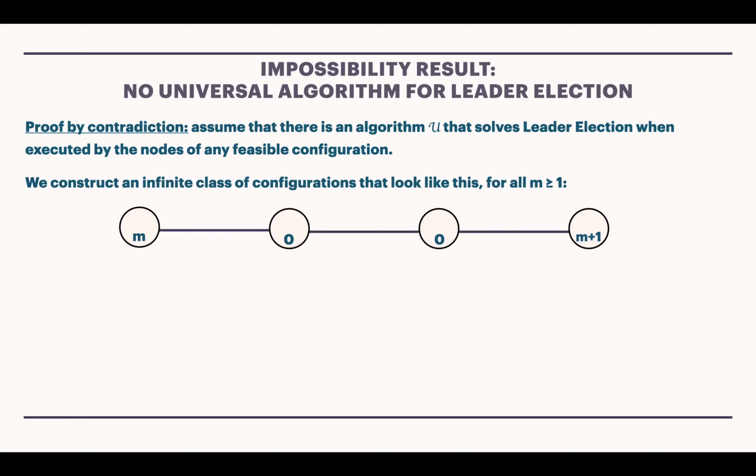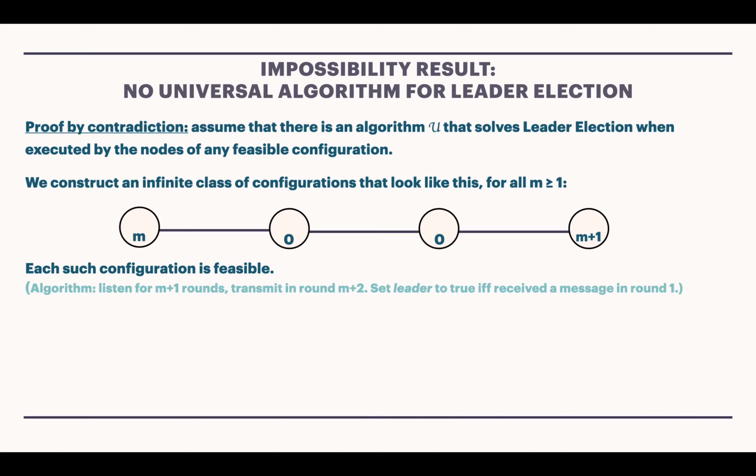The leftmost node is scheduled to wake up m slots later, and the rightmost node is scheduled to wake up m plus 1 slots later. Every configuration that looks like this, for every positive integer m, is feasible. You can pause and think about why that is and try to come up with a dedicated algorithm that will elect a leader, or you can simply read and test out the algorithm that I've written there.